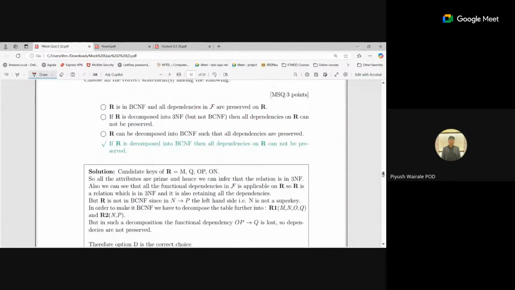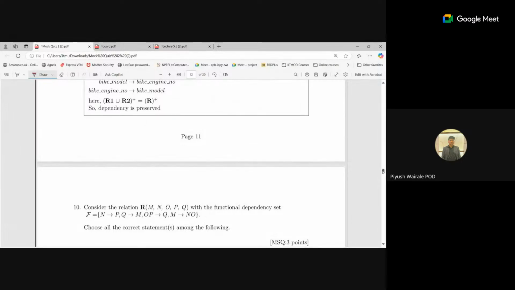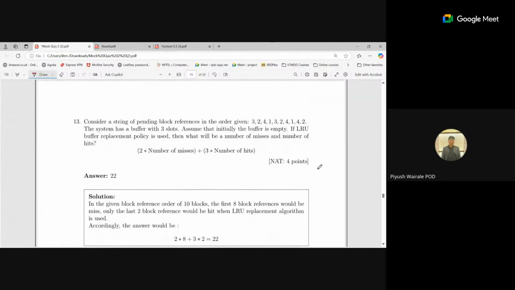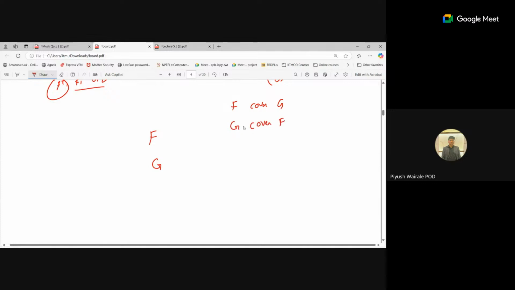That's all we have. Then, FD equivalence, right? Equivalence of FD is there, canonical cover is there, but FD equivalence is the same thing. So what is FD equivalence? Let's say we have two functional dependency sets F and G. Whenever I say F covers G or G covers F, what does this mean? F covers G means all the FDs in G I can determine using F. G covers F means all the FDs in F I can determine using G.